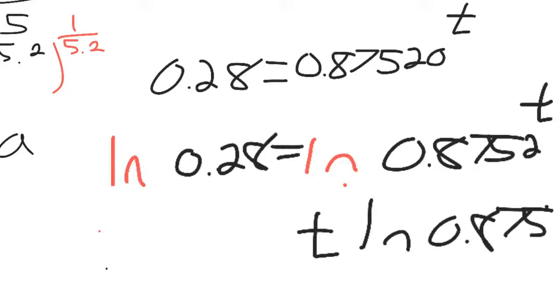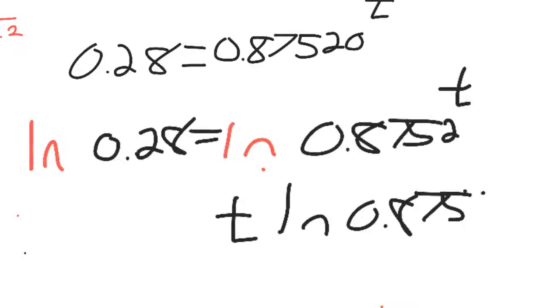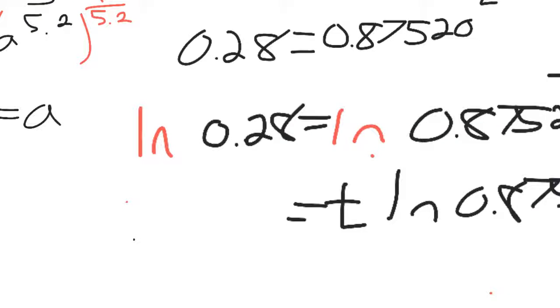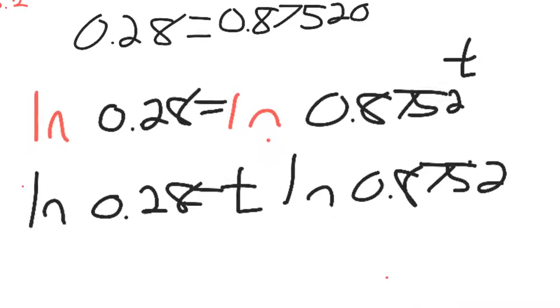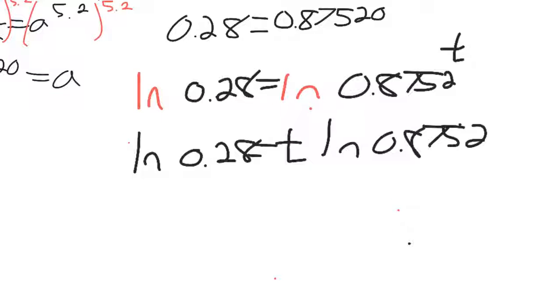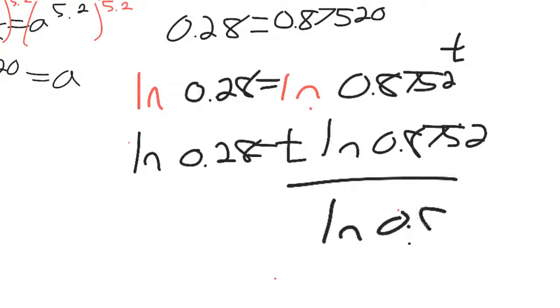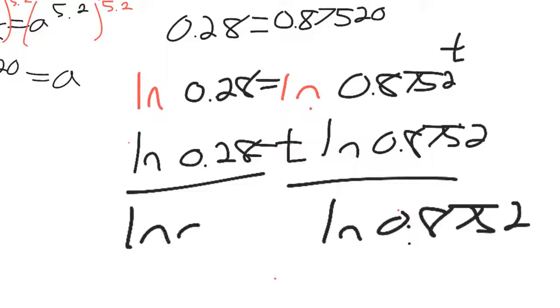0.8752. And so now we can solve for t. If it's not an exponent, we can get t by itself. Because look, this is just a number. It's a messy one, but 0.8752 is a number in your calculator. So to solve this equation for t, to get t by itself, just divide both sides by natural log 0.8752 in your calculator.